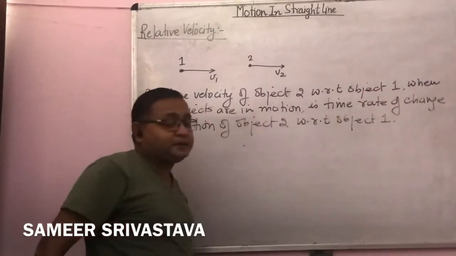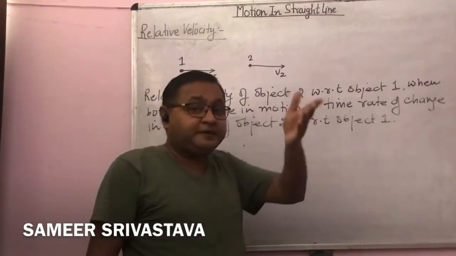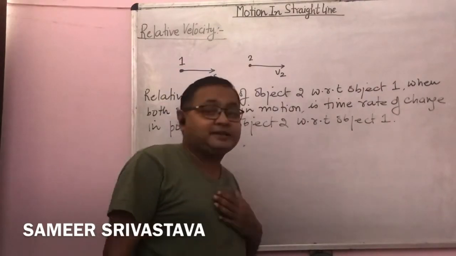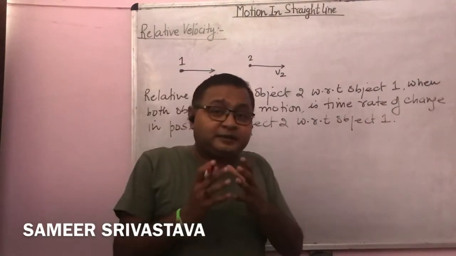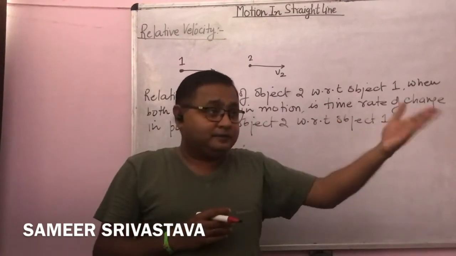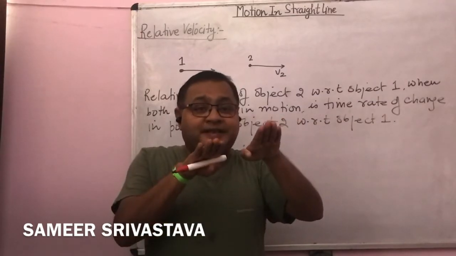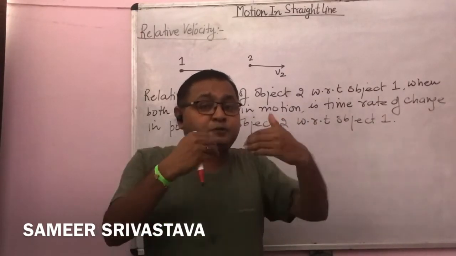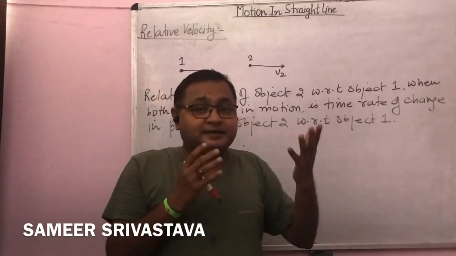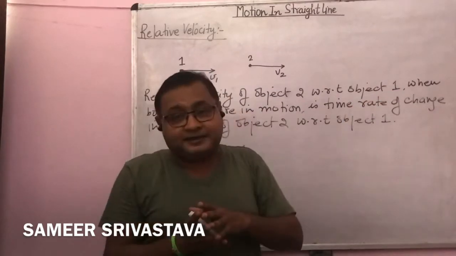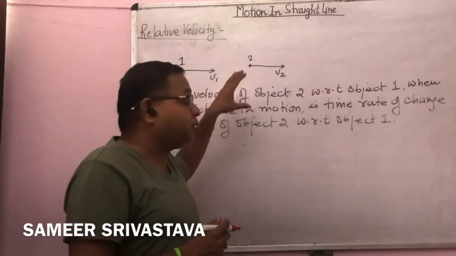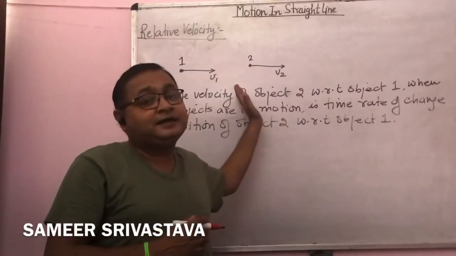So this is the relative motion, meaning the motion of one object with respect to another object. The best example of relative motion is if I am sitting in a train and a second train is moving while my train is standing. We feel our train is also moving. This is relative motion. The relative motion of one object with respect to another is called relative velocity. Now I am going to find the expression for the relative velocity.